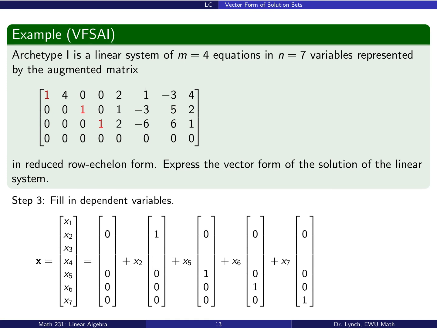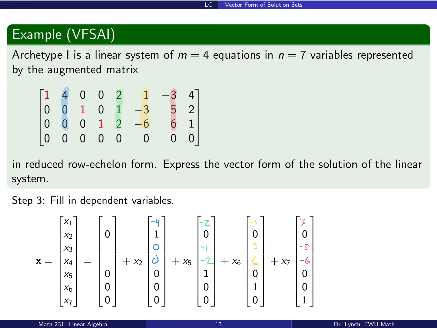Okay, so now we can fill in these dependent variables. Again, the elements in the dependent variables come from the columns associated with the free variables with a minus sign, right? Because we're thinking about moving those to the other side of the equation. So, for instance, the x2 variable comes from the second column. The coefficients for x1, x3, and x4 corresponding to the free variable x5 come from the fifth column.